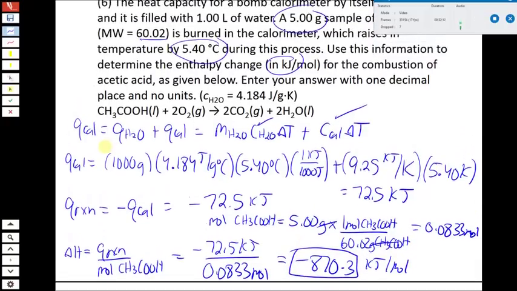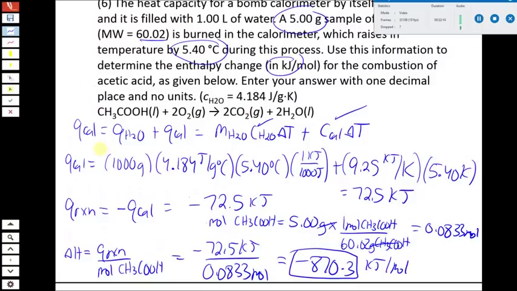So this is a pretty standard boilerplate calorimetry problem. A few steps are involved, but we first calculate the heat for the calorimeter using the water and the calorimeter itself. Both terms in this case need to be included. And then once we have the heat for the reaction, it's just the negative of that, and then we divide by moles of substance. Any questions on this one?